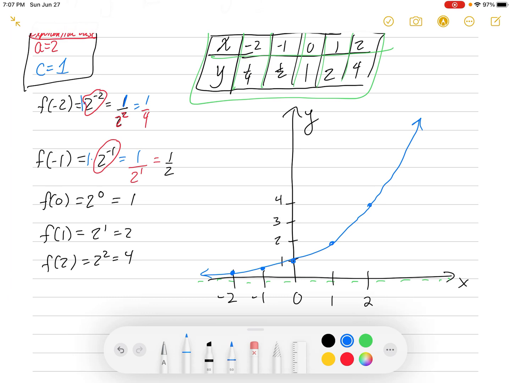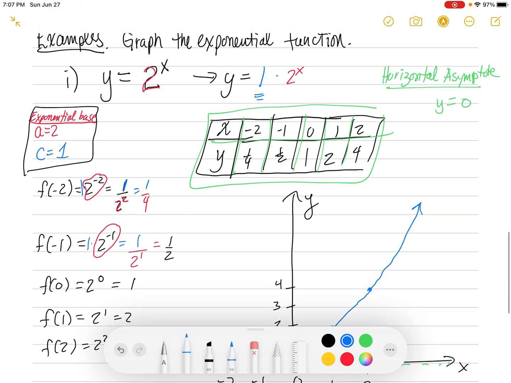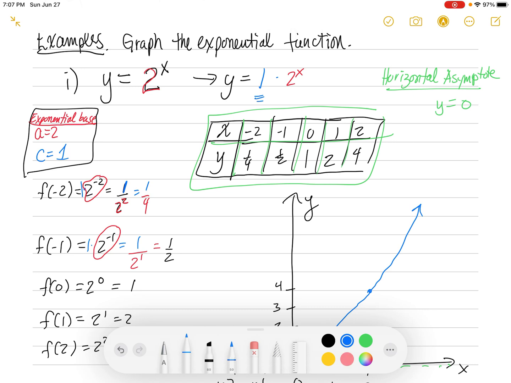I'll just follow the general shape of an increasing exponential function like that. Make sure that as you go to the left, you approach the horizontal asymptote. As you move to the right, y goes off to positive infinity. It gets really steep. It just grows quickly.